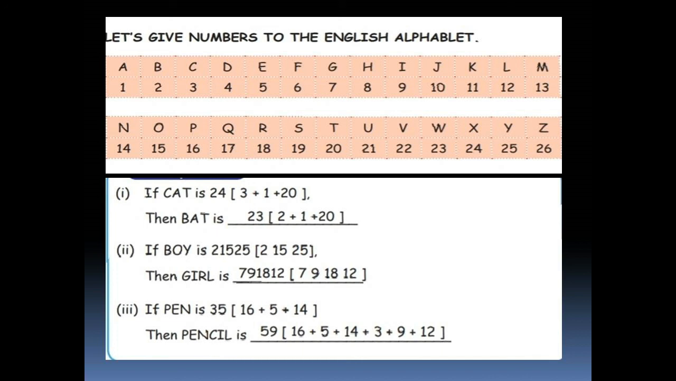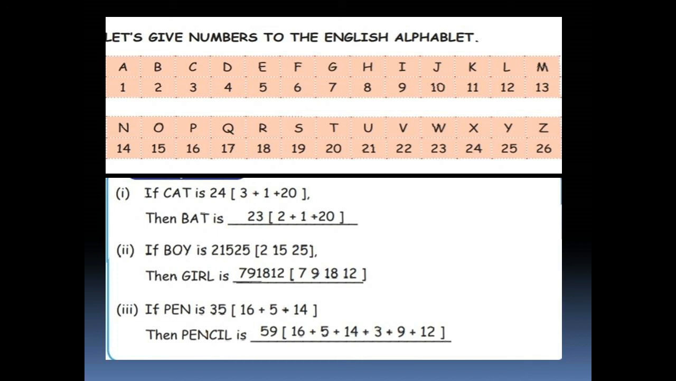Let us try the first one. They have given the word cat. C is number 3. So 3 plus A is 1, plus T, which is 20. So you have to add everything. 20 plus 1 is 21, 21 plus 3 is 24. For cat we get the answer 24.